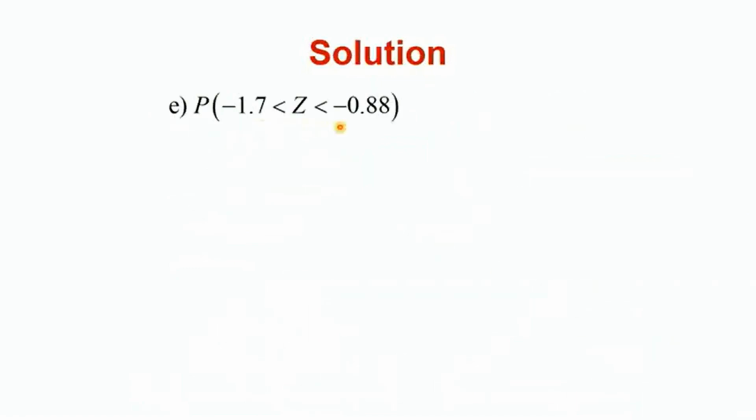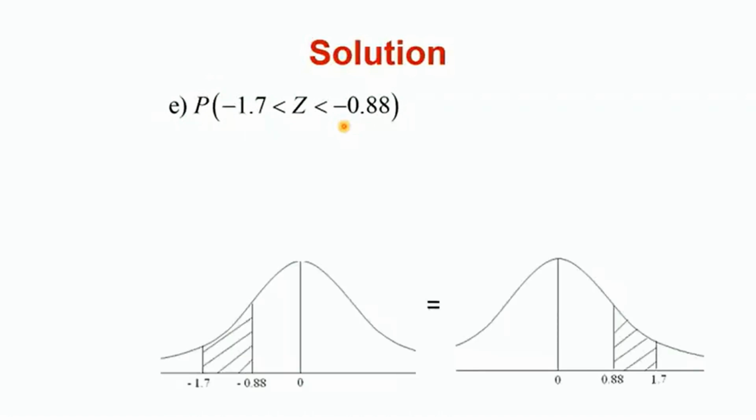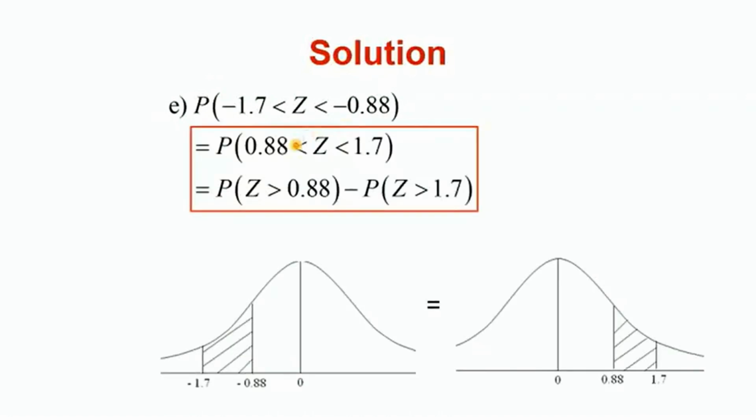Another example: if both values in this interval are negative, what shall we do? Again we use the symmetric property of the normal distribution, because when you have negative values, you can go to the right side and find the positive values in this form. So these two areas are the same. Negative 1.7 to negative 0.88 is the same as 0.88 to 1.7. Then you can change this one to the positive values.